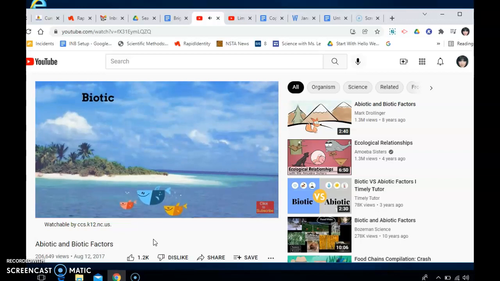Let's take a look at some ecosystems and identify the biotic and abiotic factors. In this ecosystem, the biotic factors are the fish, the trees, and plants. The abiotic factors would include sunlight, sand, clouds, and the water.